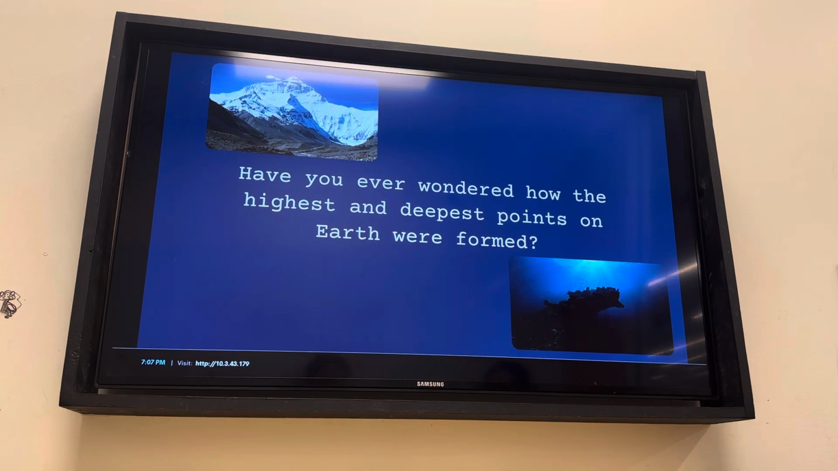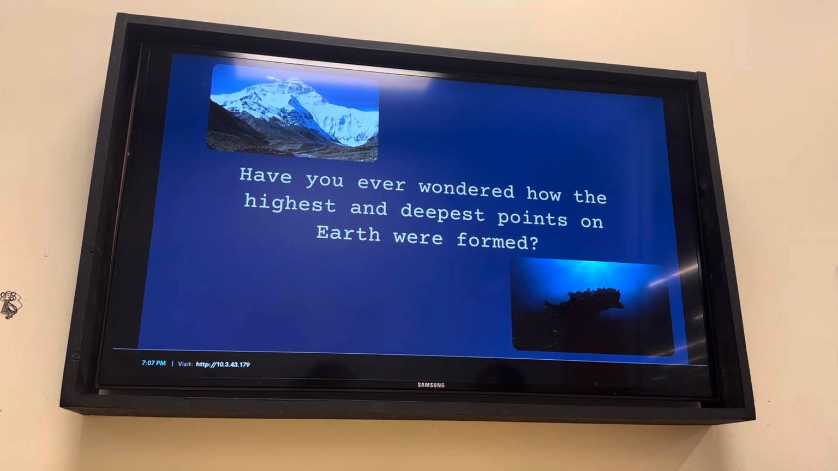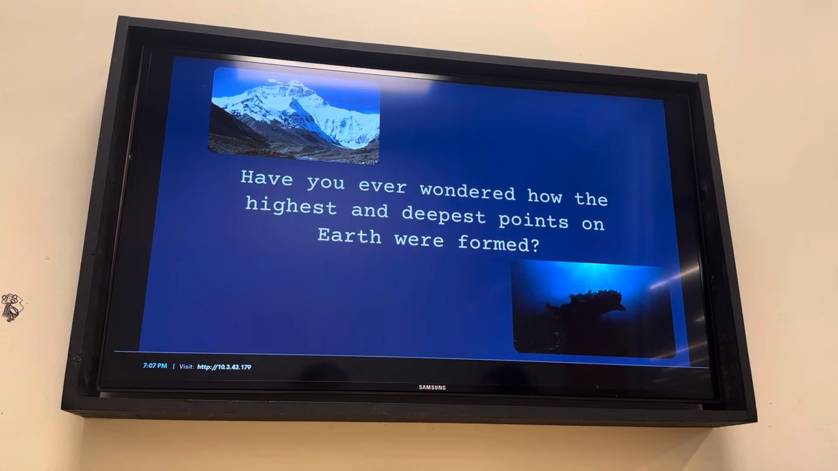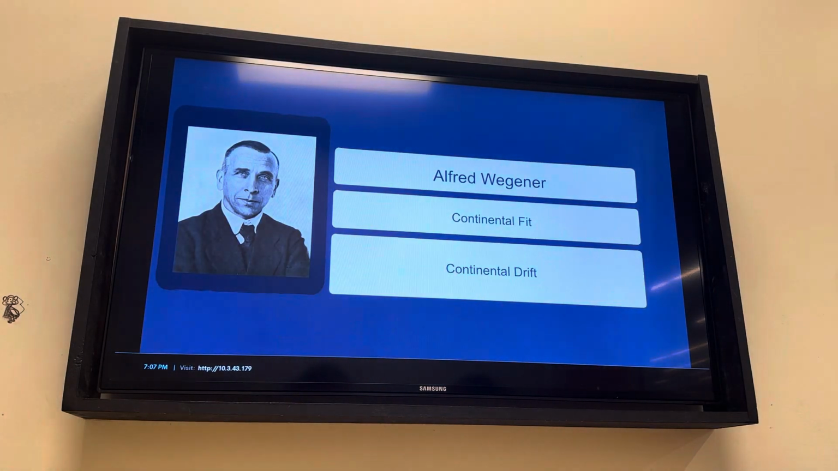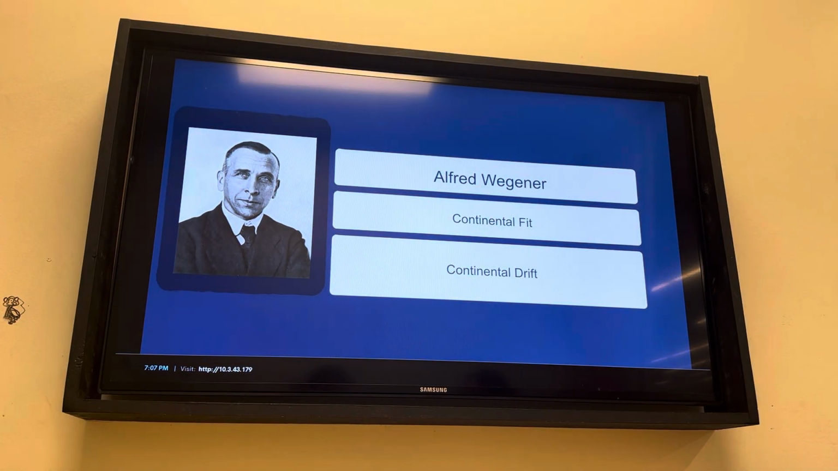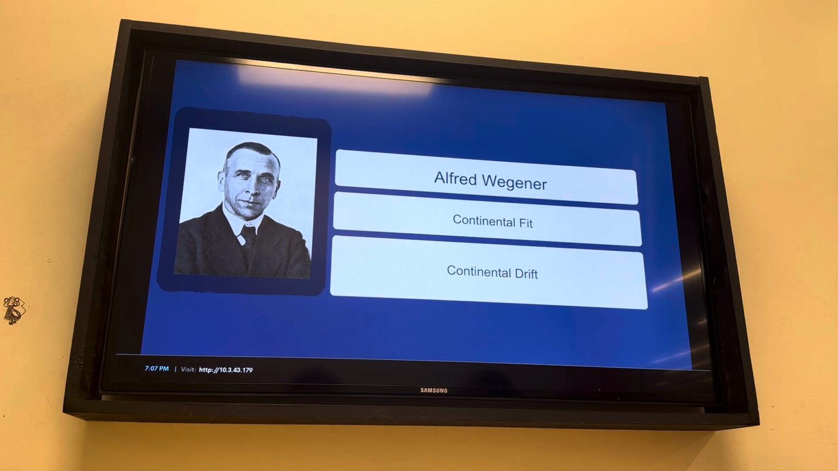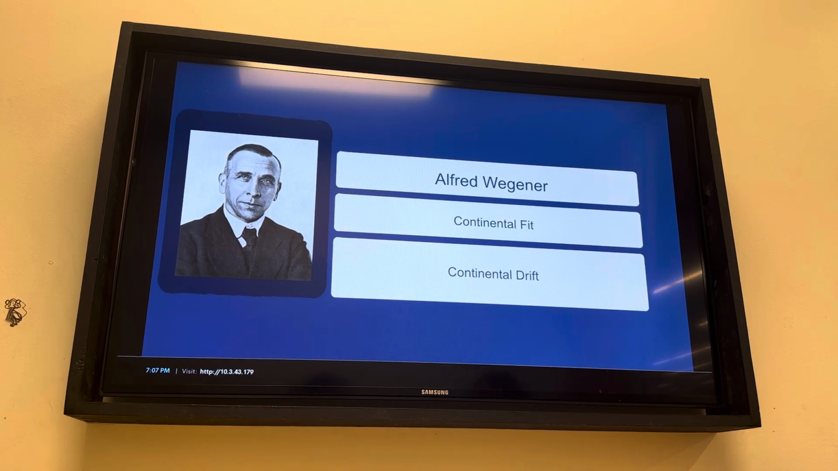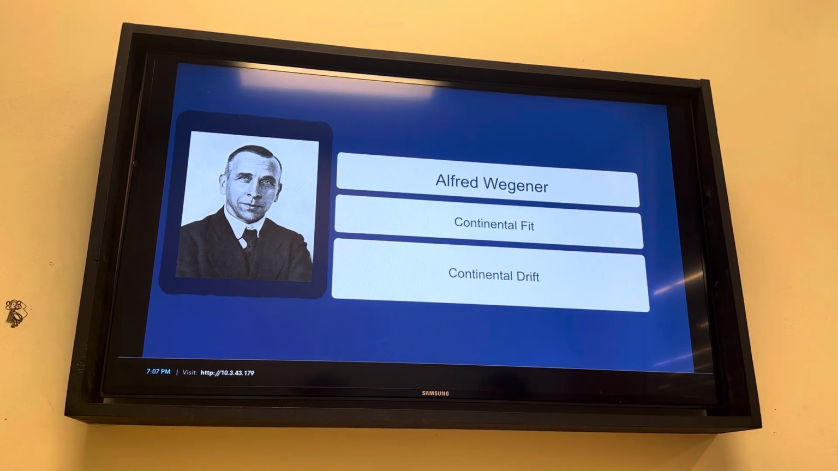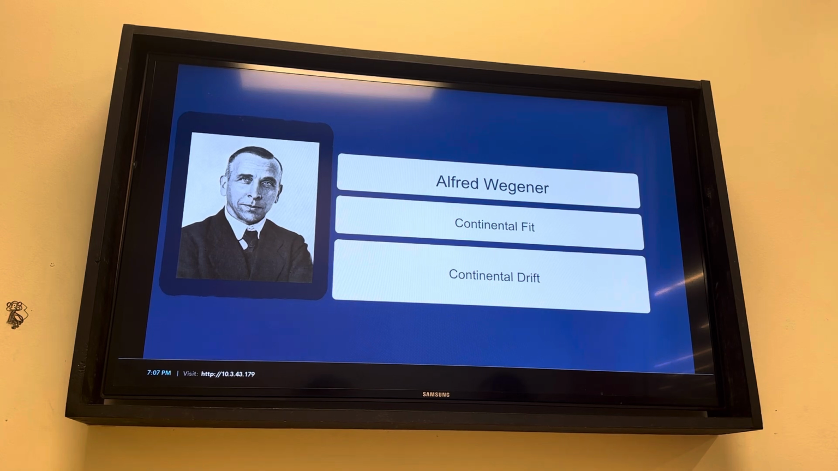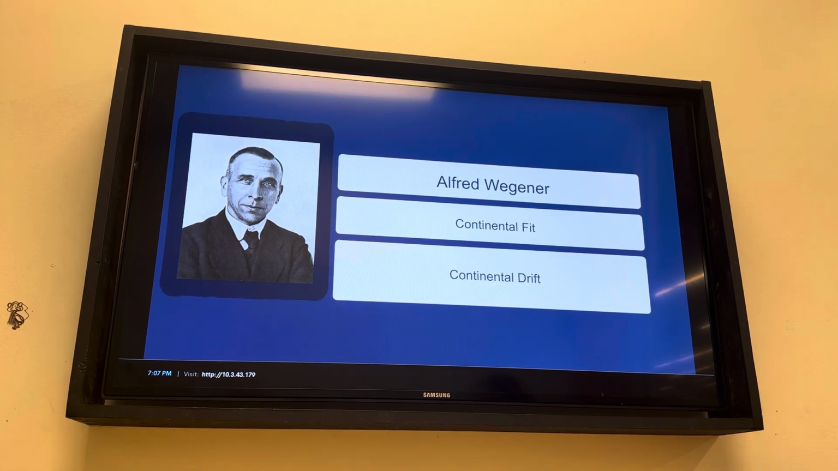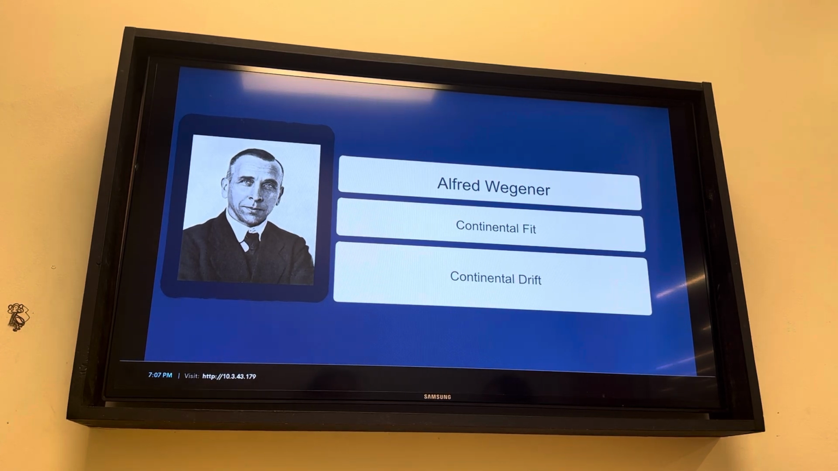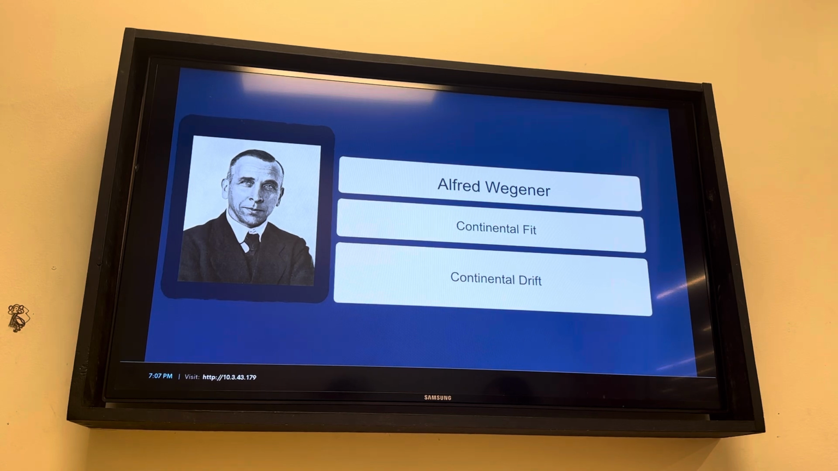Have you ever wondered how the highest and deepest points on Earth were formed? Well, we are going to briefly explain this to you today through our presentation. To begin, Alfred Wegener presented the ideas of continental fit and drift in the early 1910s. Continental fit is the idea that continents once all fit together as a supercontinent, and this supercontinent was called Pangaea. To continue, continental drift is the idea that the continents separated from that supercontinent of Pangaea and drifted away from one another to their present-day positions.